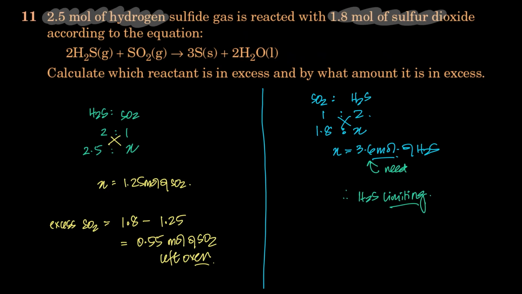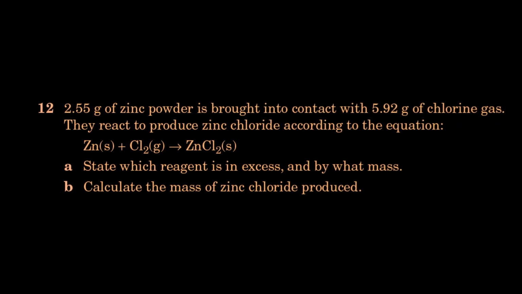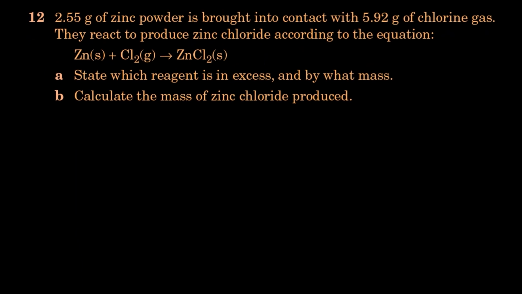All right. Now they had given you straightforward moles here. Let's take a look at the next question. In this question, you're given zinc and chlorine gas. Both amounts are given. So now you have two knowns: a certain mass of zinc and a certain mass of chlorine. And you're given an equation. The first part asks which reagent is in excess and by what mass. So let's do part A.